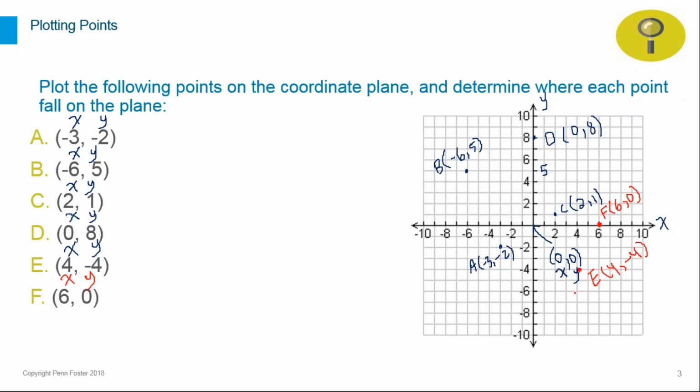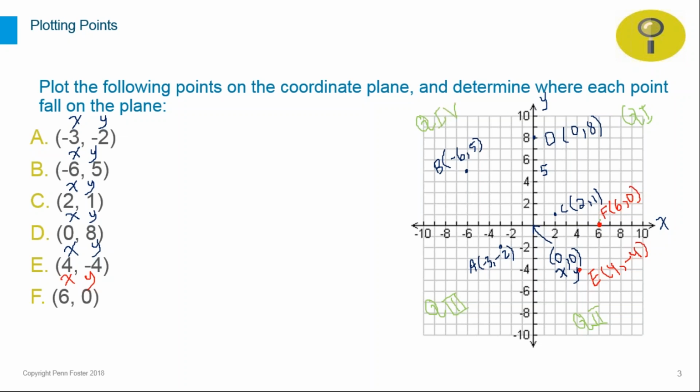Now, for each of these points, let's determine which one falls on quadrant 1, 2, 3, and 4. So again, let's label the quadrants. That is quadrant 1, that is quadrant 2, that is 3, and finally, this is 4.